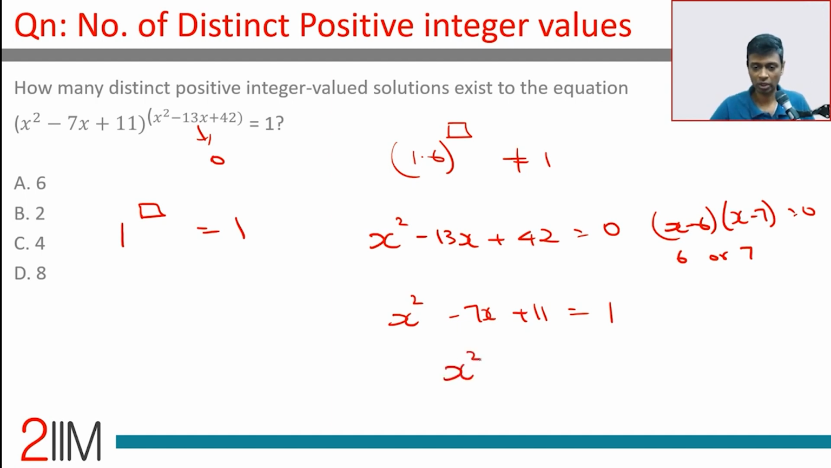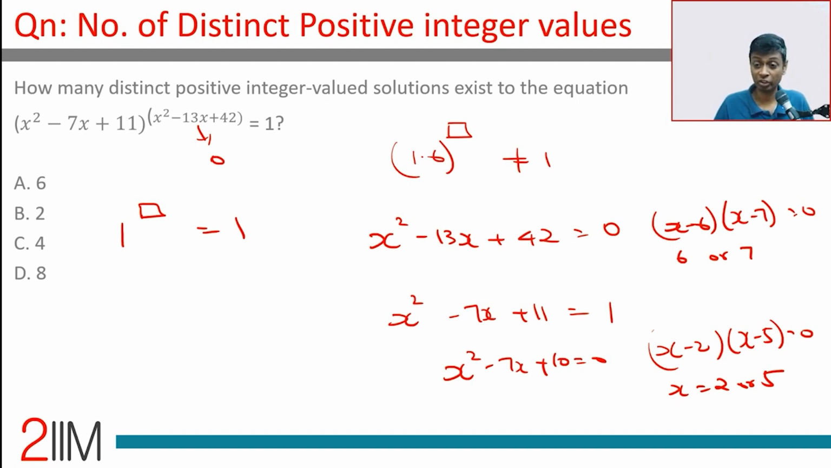Or here we have x square minus 7x plus 10 equal to 0. (x minus 2)(x minus 5) equal to 0. x is 2 or 5. You put 2: 2 square minus 26 plus 42. Again, nice positive integer. Nothing to worry. You put 5, also we'll get a positive integer. Nothing to worry. 2, 5, 6, 7, all of these work. 4 values.